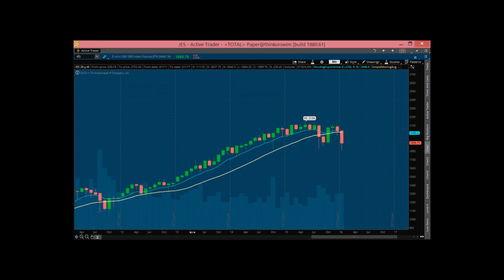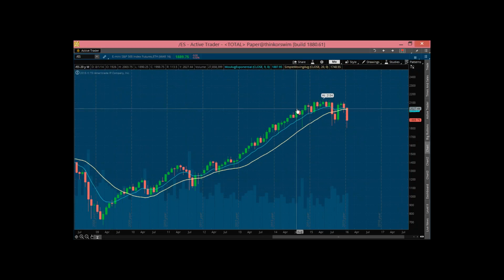I use a 9 EMA and a 20 SMA, and then I'm looking for where the trend is being challenged. And I have to apologize. I'm not feeling well this morning, so I'm a little out of sorts.